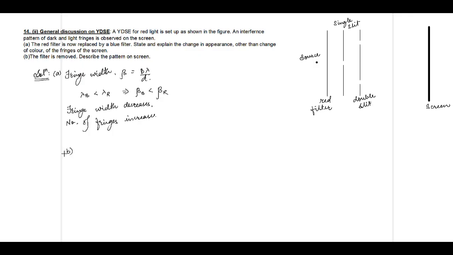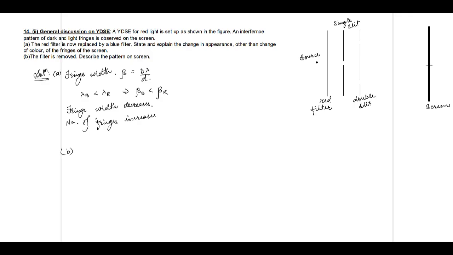Now the second part: in this part we remove the filter altogether, and we are supposed to explain what the interference pattern will be like on the screen. If the filter is removed, white light is coming in. When white light interferes on the screen, the central maxima, which is at the midpoint of the two slits, will act as a maxima for all the wavelengths. Thus, all the lights have maximum intensity at this central point. So the color of the maxima here will be white.